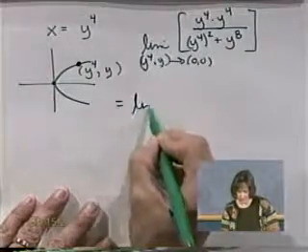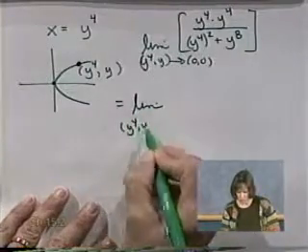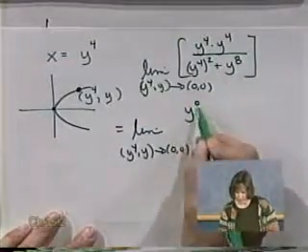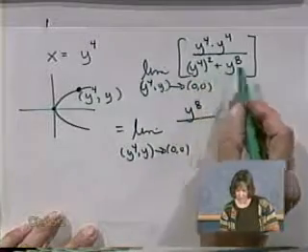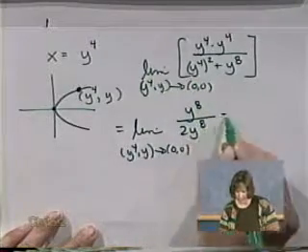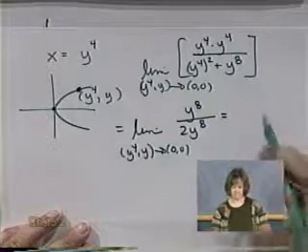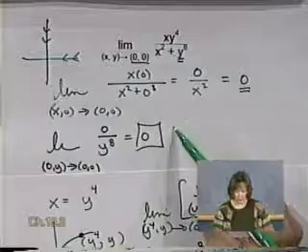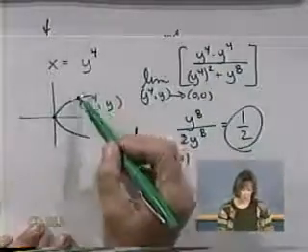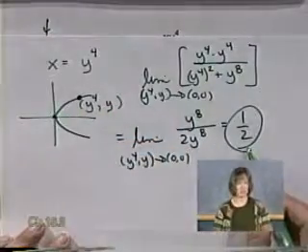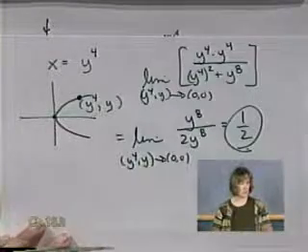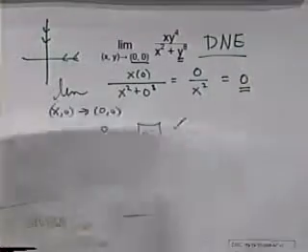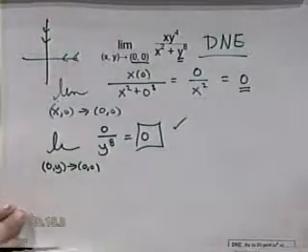And what does this give me? This gives me the limit as (y to the 4th, y) approaches (0, 0) of y to the 4th times y to the 4th, which is y to the 8th, over y to the 8th plus y to the 8th, which is 2y to the 8th. What does that limit equal? 1/2. So coming in this way or coming in this way, we got a limit of 0. But coming in this way, we got a limit of 1/2. And therefore, what can you tell me about the limit? Does not exist.